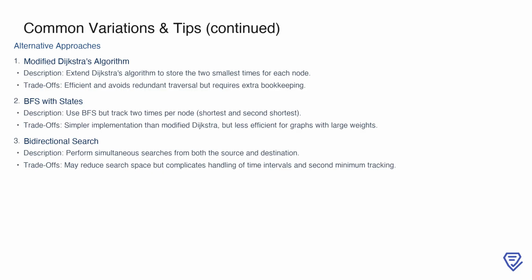Another approach is to use BFS with states. In this method, you track two times per node, the shortest and the second shortest. While this can be simpler to implement than the modified Dijkstra's approach, it tends to be less efficient for graphs with large edge weights. Lastly, you might explore bidirectional search, where you perform simultaneous searches from both the source and destination. This can help reduce the search space, but it complicates the handling of time intervals and the tracking of second minimum times. Each approach has its strengths and trade-offs, so the choice depends on the specific requirements of the problem and the constraints you're working with.